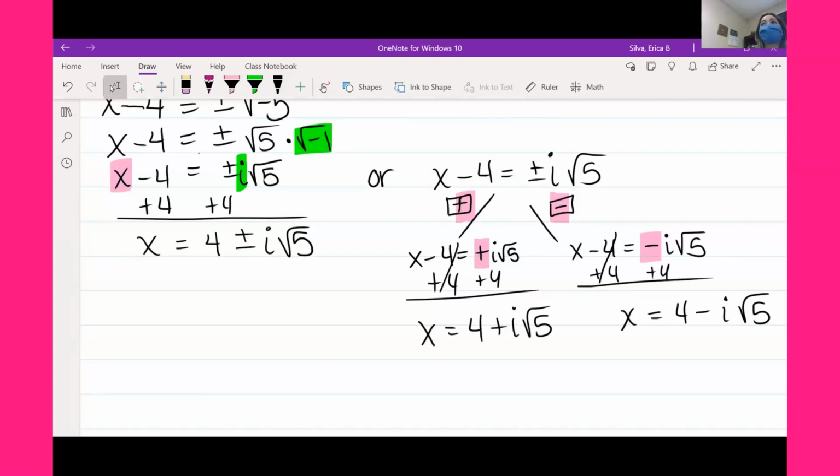Any questions? So you can either do them together and just make sure that you use plus and minus, or you can separate them and do the plus and the minus. All right, when you're ready, go ahead and try the one on Pear Deck.